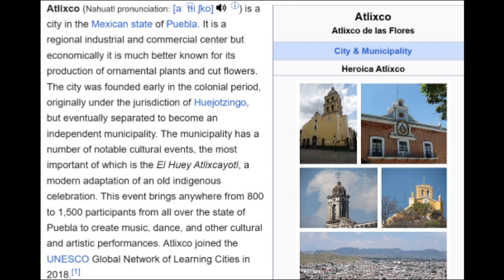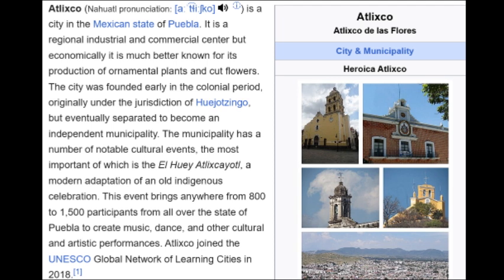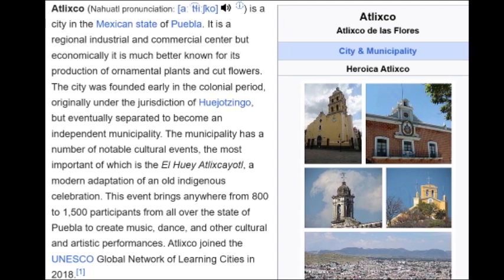They're simply just lenses applied to change your perspective about something in particular that more than likely has a much different character to it. But when they add these overlays, it changes the perspective, the perception, the way with which that thing is viewed. This event brings anywhere from 800 to 1,500 participants from all over the state of Puebla to create music, dance, and other cultural and artistic performances.